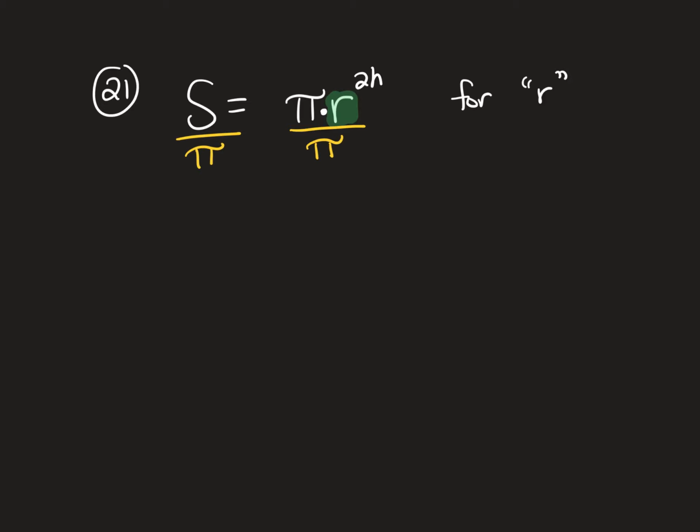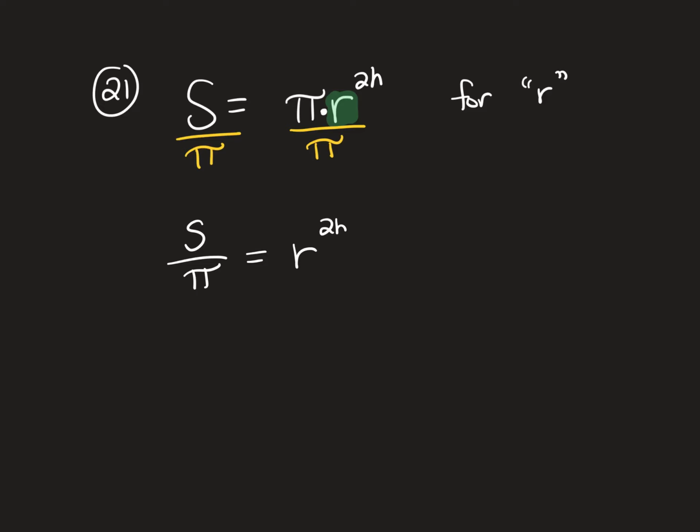Now, we all know that pi is an irrational number. We sometimes use 3.14 as an approximation for it. It's just a number though. So we're just dividing by a number. No big deal. So what we have here is just s over pi equals r to the 2h power.